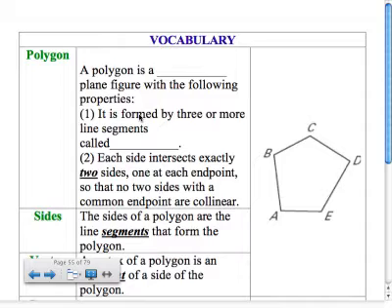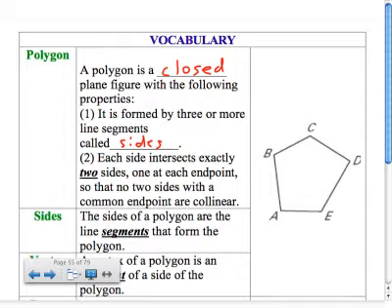In other words, it's fully enclosed. I think that's pretty self-explanatory. So it's a closed plane figure with the following properties. It is formed by 3 or more line segments, which are called sides. And each side intersects exactly 2 sides, one at each endpoint, so that no 2 sides with a common endpoint are collinear. All right, so again, that should make sense.